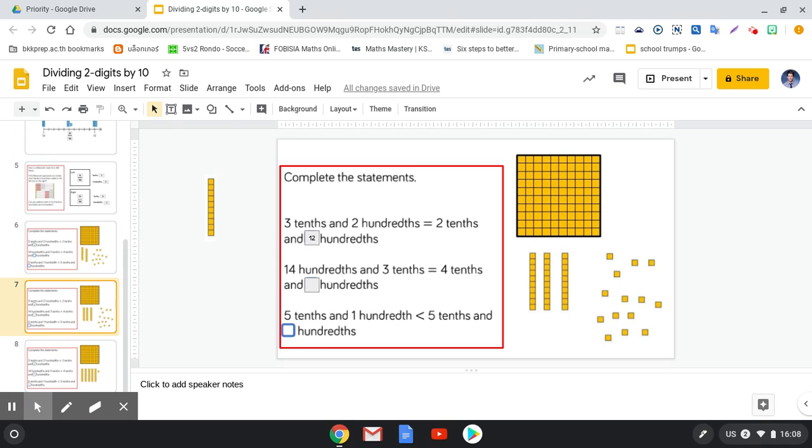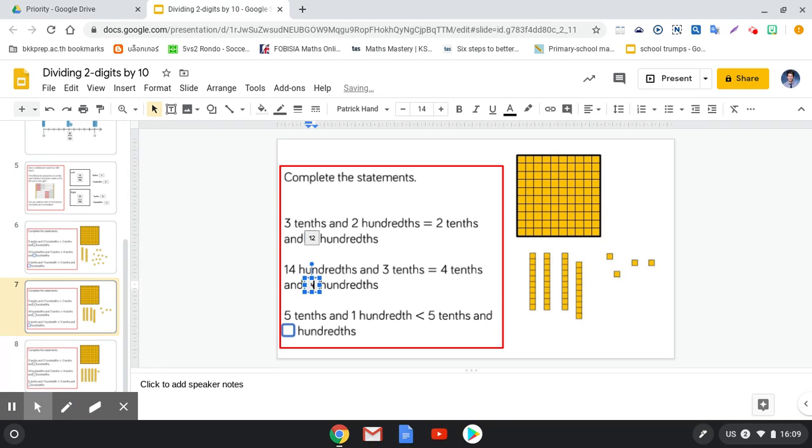14 hundredths and 3 tenths is the same thing as 4 tenths and a certain amount of hundredths. Okay, so what I need to do to make this right, I need 4 tenths here. So I'm going to exchange 10 hundredths, get rid of them, and exchange them for 1 tenth. So now I can see that 14 hundredths and 3 tenths is the same thing as 4 tenths and 1, 2, 3, and 4 hundredths.